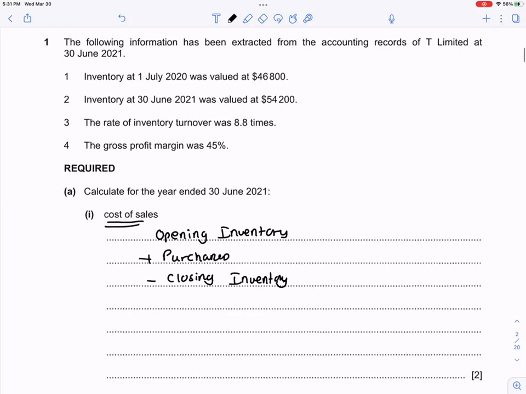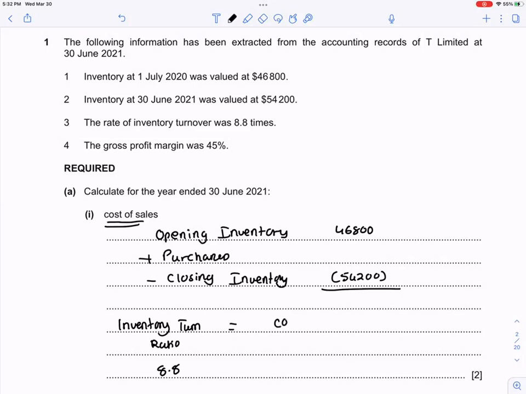I have the opening inventory 46,800. I have the closing inventory 54,200. I don't have purchases. What do I do? We use the inventory turnover formula to find the cost of goods sold. So I have the inventory turnover ratio that is 8.8 times.